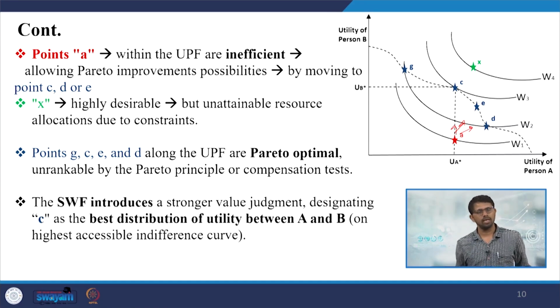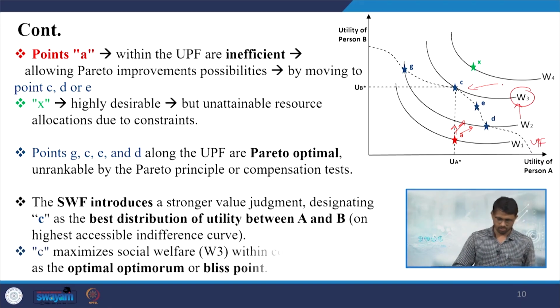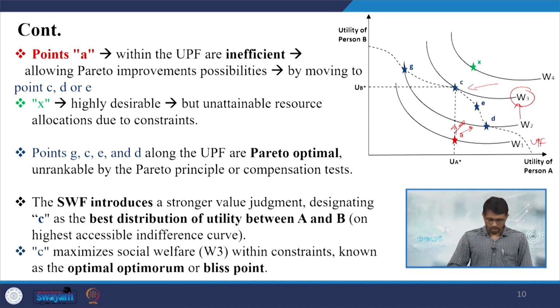The SWF or the social welfare function introduces a stronger value judgment and designates C here, you can just have a check, C as the best distribution of utility between A and B, that is the highest accessible indifference curve. Because of this we are on the UPF, we are also attaining the highest possible welfare level. Hence, C is also known as optimum optimorum or bliss point.